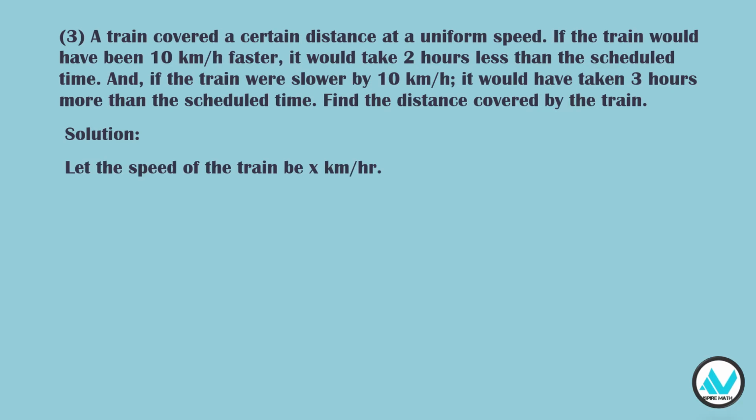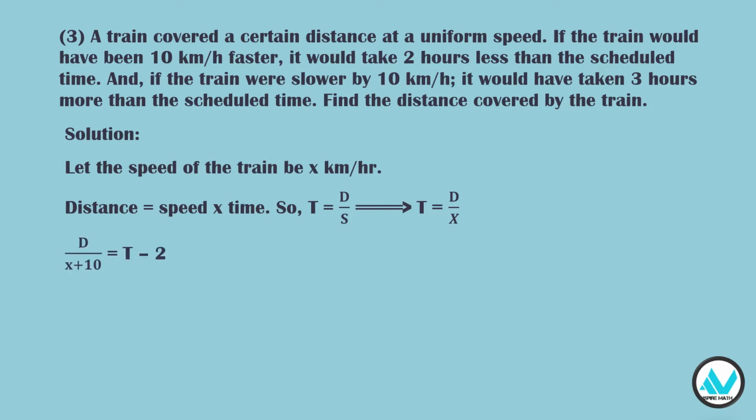Let the speed of the train be x km per hour. Now here we know that distance is nothing but speed into time. So from here I can write time as distance by speed. So t equal to d by s. Now here we have taken the speed to be x, therefore t equal to d by x. Now let's move on to the first condition.